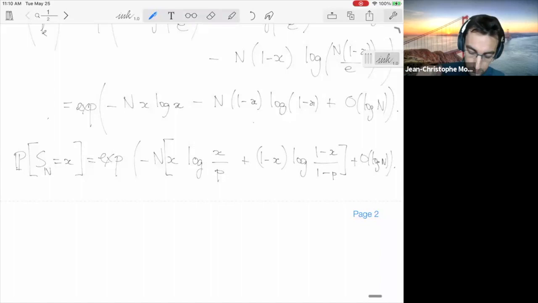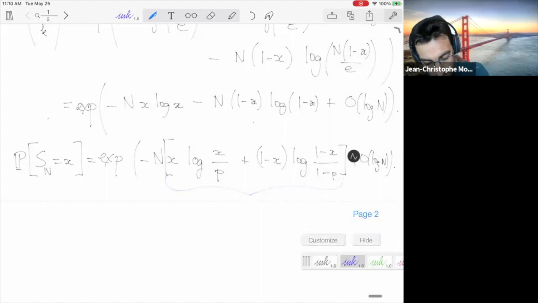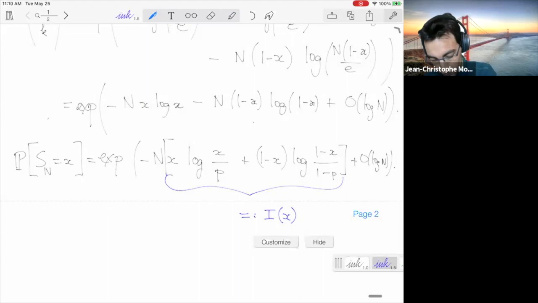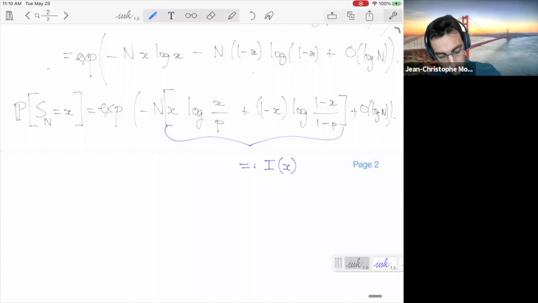All right, so that's the end of this computation I wanted to do. I'm going to give a name to this term. So this thing here, I'm going to call I of x. Okay, so when I write equal with two dots, it means by definition. So I define I of x like this. So if you plot I of x, it looks like this. Okay, let me try to do a decent plot. Okay, so it's defined between 0 and 1.